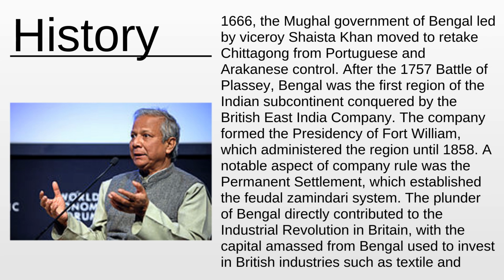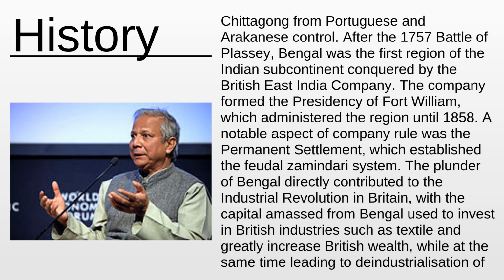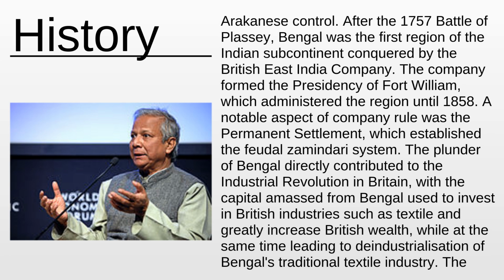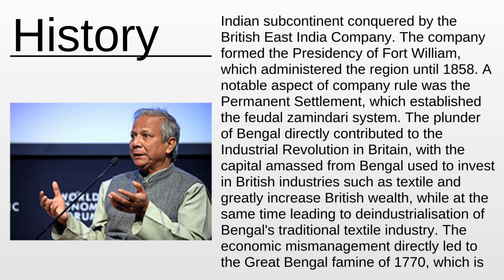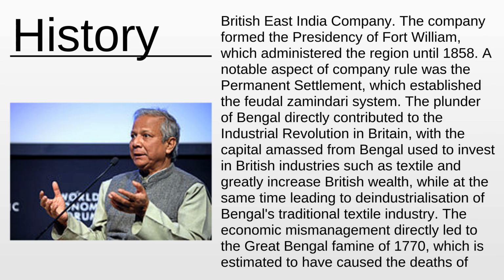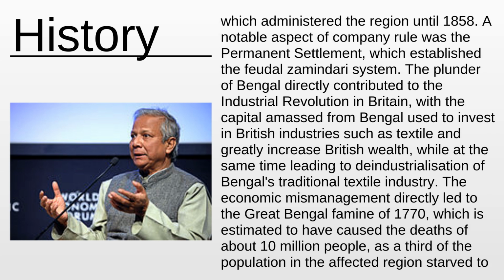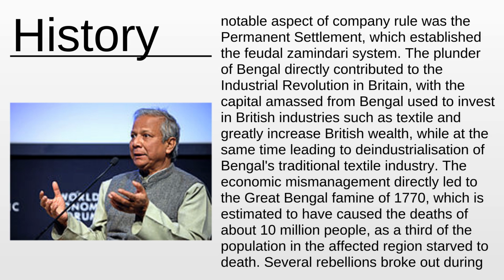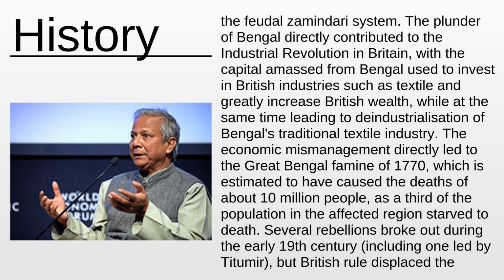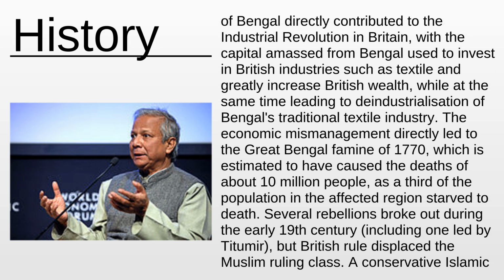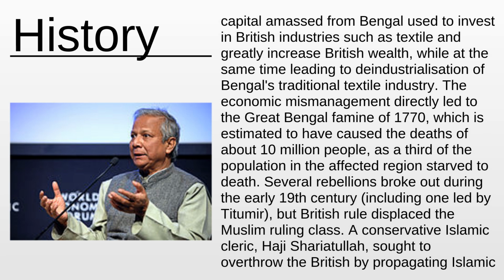After the 1757 Battle of Plassey, Bengal was the first region of the Indian subcontinent conquered by the British East India Company. The company formed the Presidency of Fort William, which administered the region until 1858. A notable aspect of company rule was the permanent settlement, which established the feudal zamindari system. The plunder of Bengal directly contributed to the Industrial Revolution in Britain, with the capital amassed from Bengal used to invest in British industries such as textile and greatly increased British wealth, while at the same time leading to deindustrialization of Bengal's traditional textile industry.